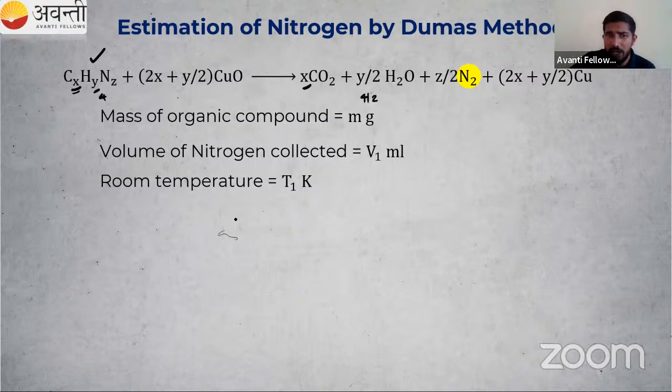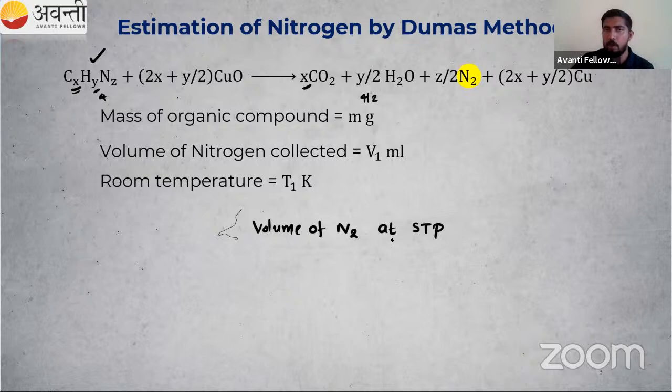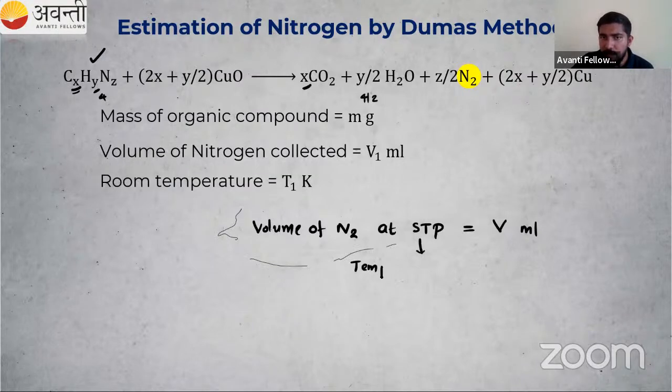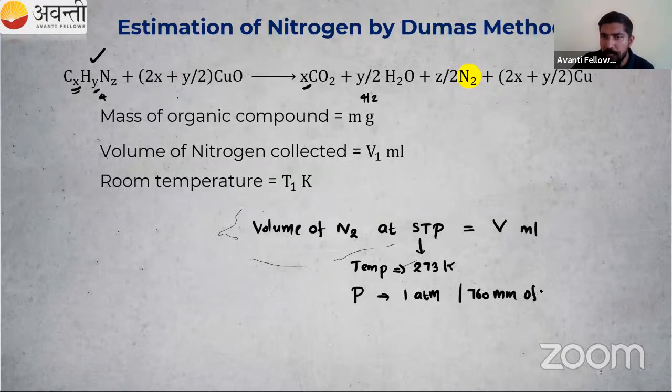So we have to find the volume of N2 at STP, volume of nitrogen at STP. I'm writing it as Vm. Then after that, we have to calculate the mass of nitrogen. What about the temperature at STP? Temperature I can write as 273 Kelvin. What about the pressure? Pressure I can write as 1 atm or 760 mm of mercury. So that is the pressure at STP. So we have to find the volume of N2 at STP, temperature 273 Kelvin, pressure 1 atm or 760 mm of Hg.